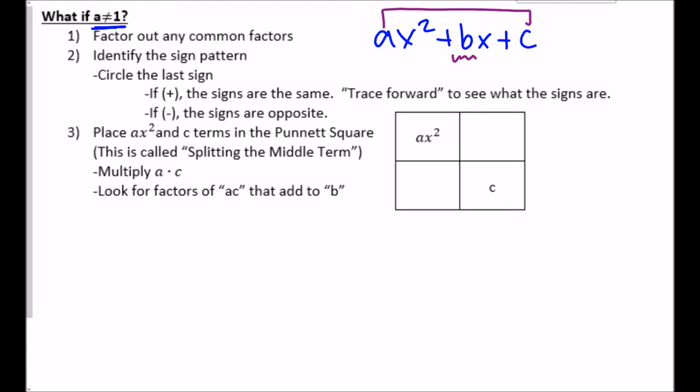And I'm going to be showing you how to use a Punnett square. I know that many of you have other ways to factor, which is just fine. Just showing you a way that I know is tried and true and works every single time. So your first term, your ax squared term, always goes in the first box. Your c term always goes in the last box. These two boxes here are your two factors of AC that add up to be B.